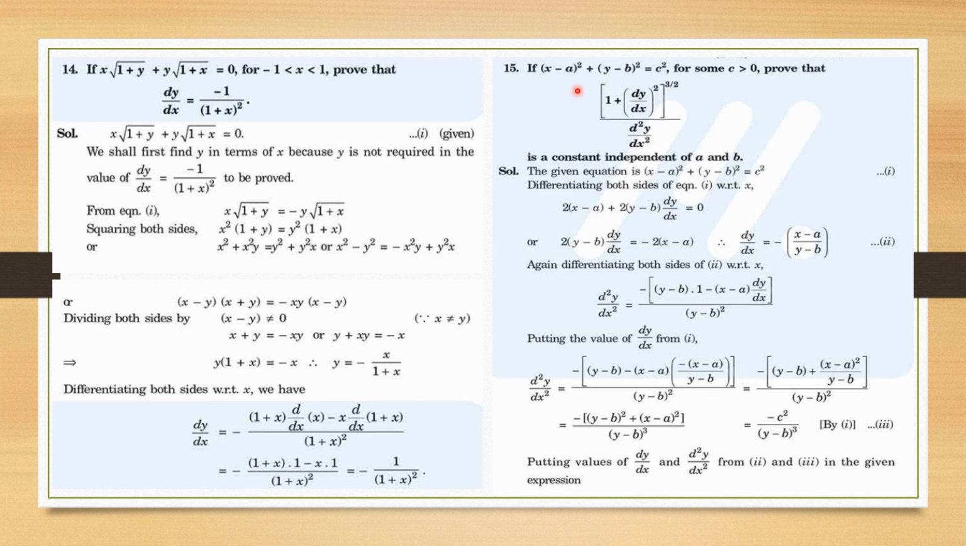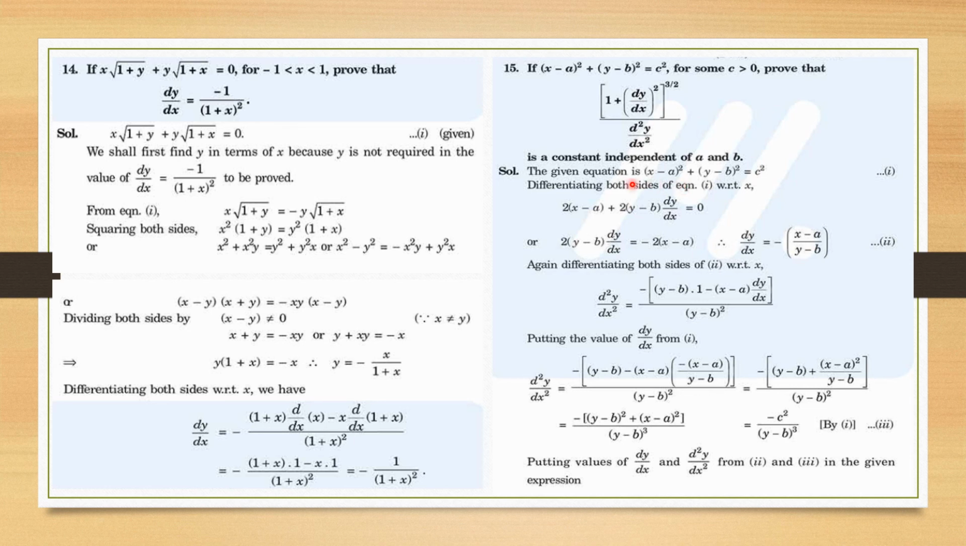Number 15 is, if x minus a whole square plus y minus b whole square equals c square, for some c greater than 0, prove that 1 plus dy by dx square raised to power 3 by 2, this complete term divided by d square y by dx square is a constant independent of a and b, meaning the value you will get will be a constant term and it will not include a and b. So let us start with it. I think this is again a question in which you need a little bit of simplification. You have to open it before taking the derivative, and also this is an implicit function, so you will not be able to get x and y separately.